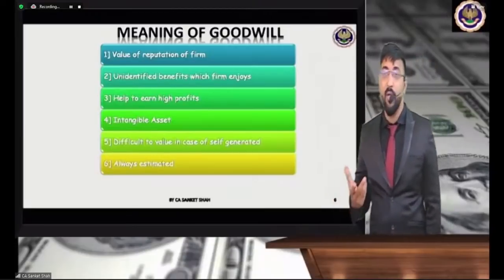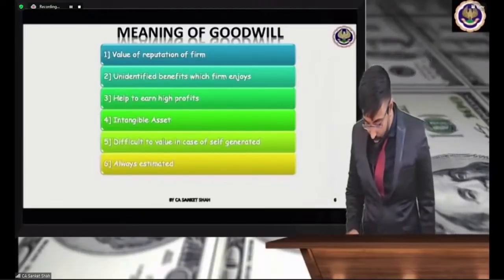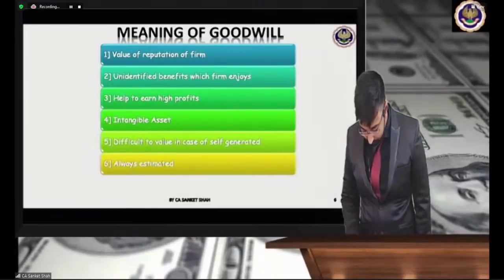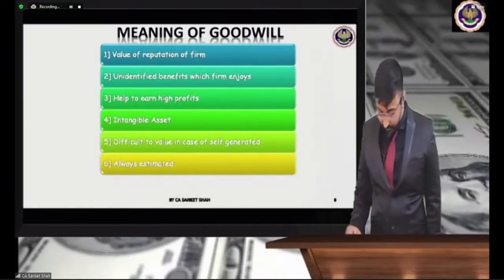So goodwill, you understood it. It is a value of reputation of the business. Okay. Next.